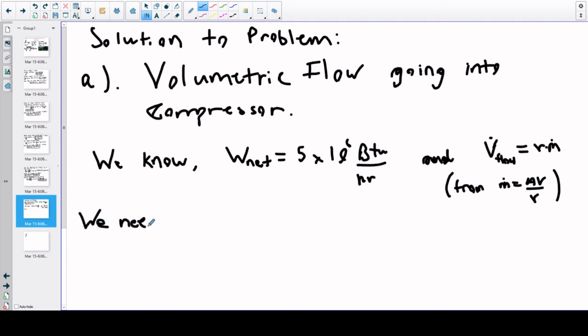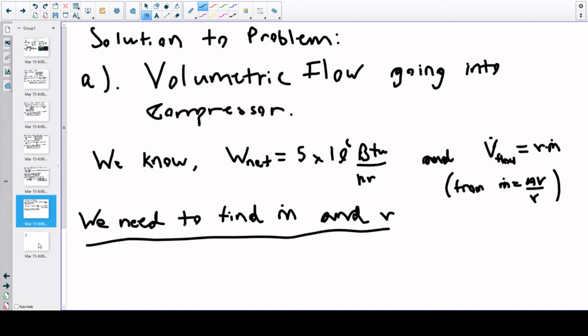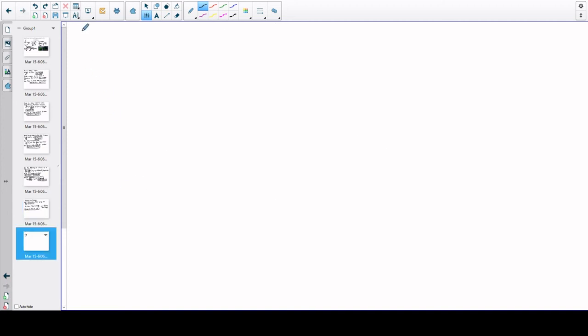So we need to find, as I said, specific volume and mass flow rate to be able to solve for AV being volumetric flow rate. So I think the first part, I think we solved for mass flow rate. Quite possibly, I can't quite remember what I did first. Maybe specific volume. We're finding specific volume first.